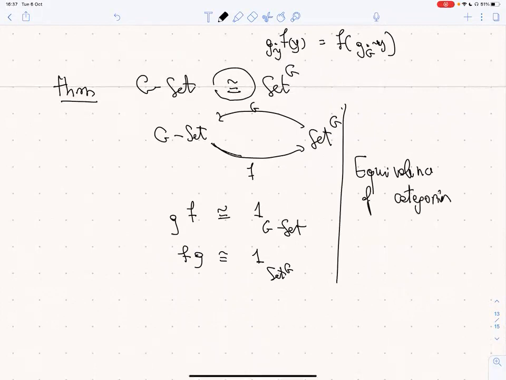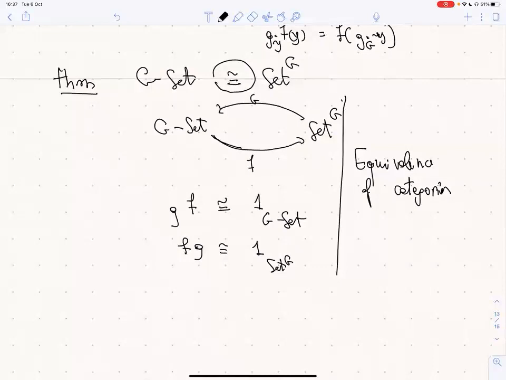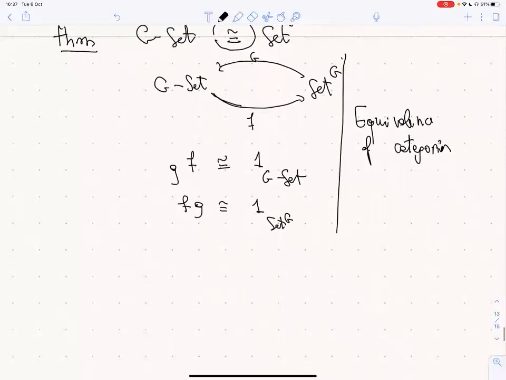And it is the correct notion of sameness between categories. It just means that the two categories are the same. They can be treated and regarded as the same category. Now, let's try to see these two functors in detail. So we want to define a functor which goes from G set into set to the G.